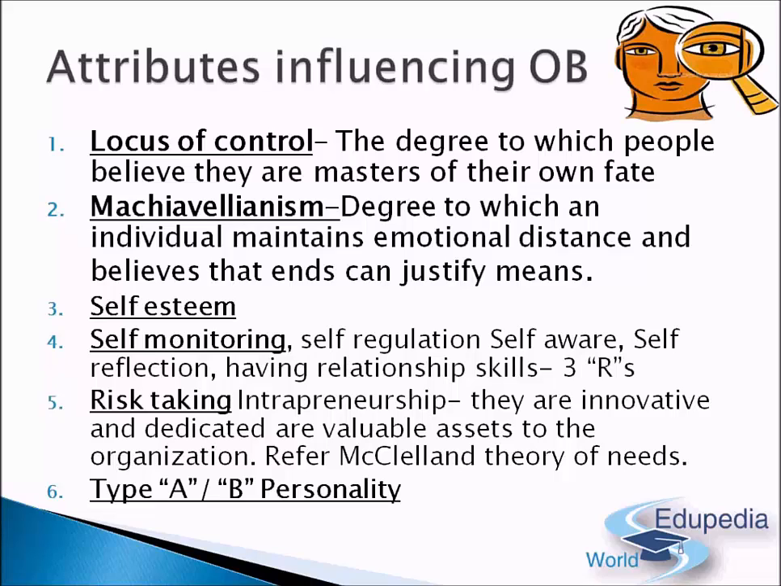Now, where are the personality attributes influencing organizational behavior? These are the 6. One is locus of control. According to the personality, some people have an inner locus of control and some people have an outer locus of control. If I have an inner locus of control, I will believe that my control is inside. Outer locus of control means others, the situations or the things are controlling me. The degree to which people believe they are masters of their own fate is the inner locus of control.